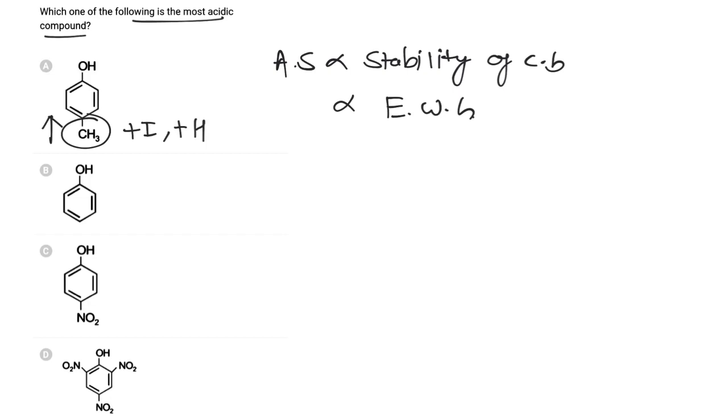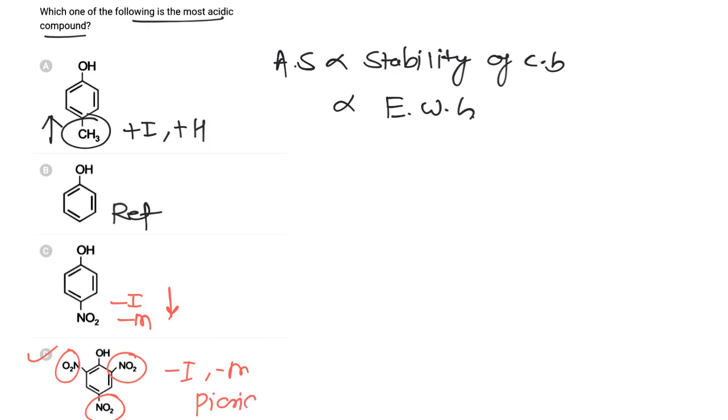Now in the second case phenol is present, which may be taken as reference. In the third case NO2 is present, which has a very strong minus I and very strong minus M effect, so it will increase acidic character. In the last case, 3 NO2 groups are present, so the minus I and minus M effects of 3 groups are present, so trinitrophenol or picric acid will be most acidic.